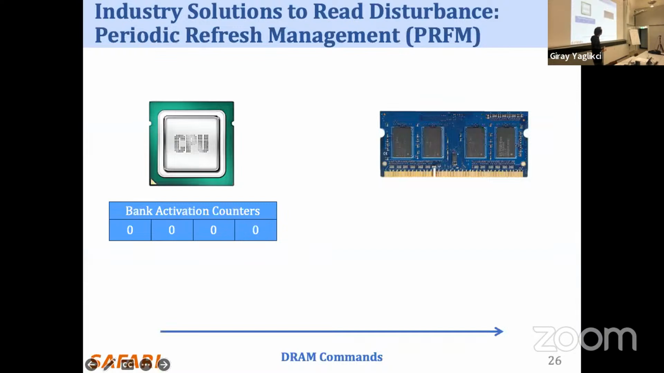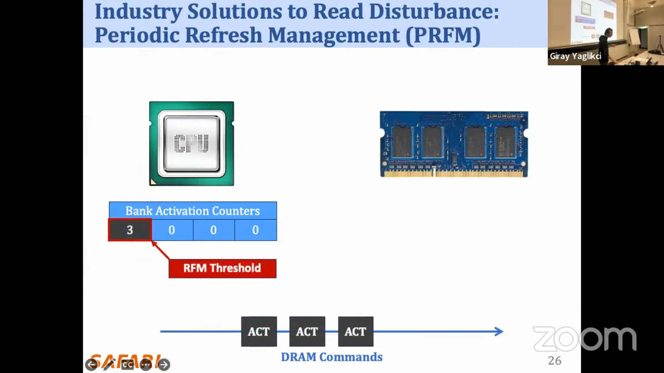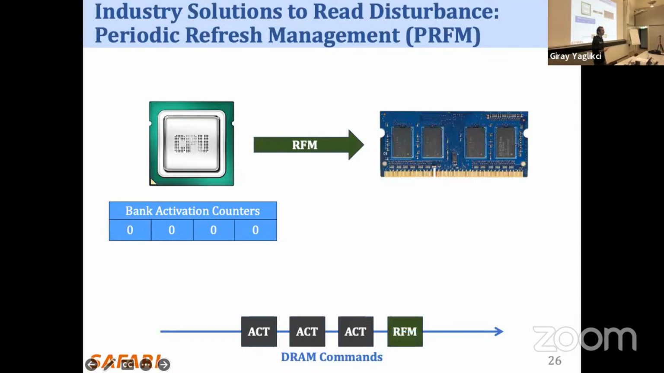Here on the left, we have our memory controller and per bank counters, and on the right, we have our DRAM module. The memory controller determines the frequency to send RFM commands by tracking the activation count of each DRAM bank. In our example, the memory controller sends activates to the DRAM module until one of the banks reaches a critical activation threshold, which we call the RFM threshold. Once the threshold is reached, the memory controller clears the counter and sends an RFM command to the DRAM module to allow time for preventive refreshes.